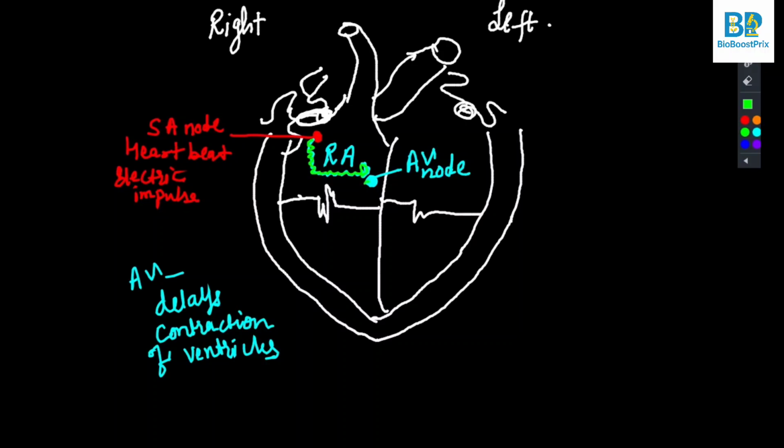Then this AV node will send the signal to the bundle of His or Purkinje fibers that originate, and these Purkinje fibers give the message to the ventricles to contract and then send the blood to the respective channel. So this is called Purkinje fibers, or you can say bundle of His.